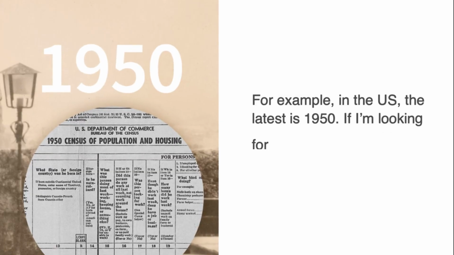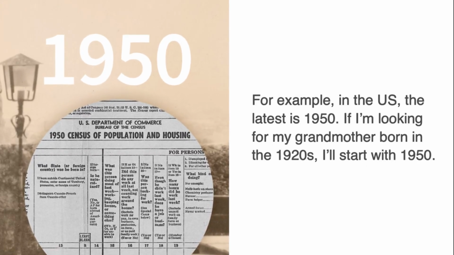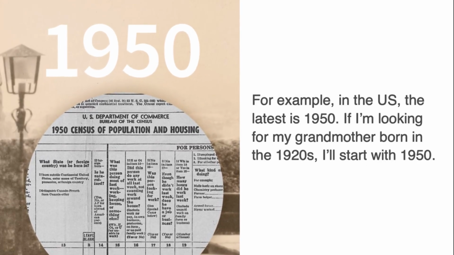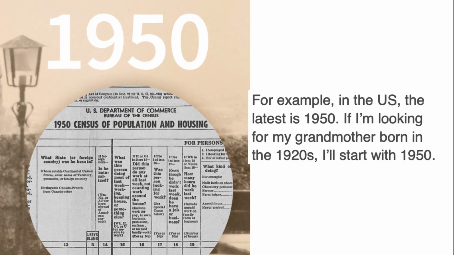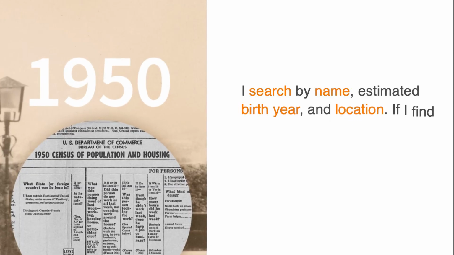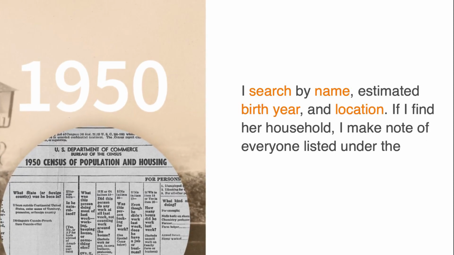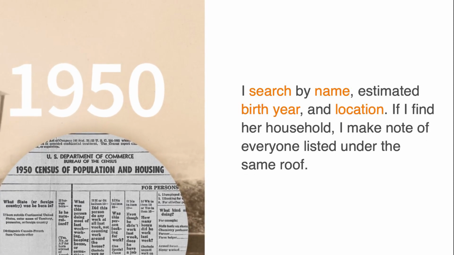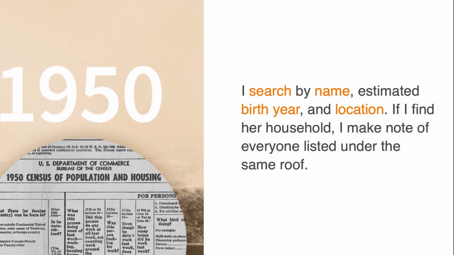For example, in the US, the latest is 1950. If I'm looking for my grandmother born in the 1920s, I'll start with 1950. I search by name, estimated birth year, and location. If I find her household, I make note of everyone listed under the same roof.